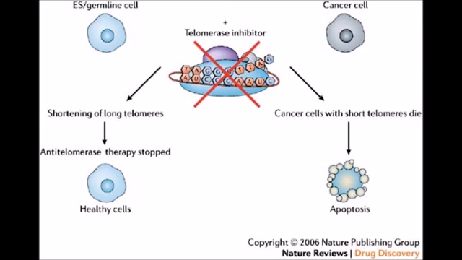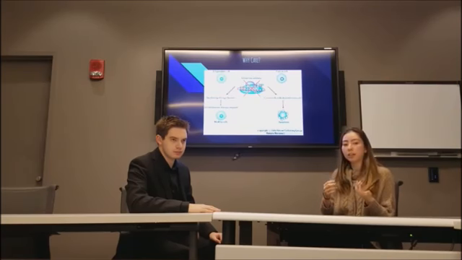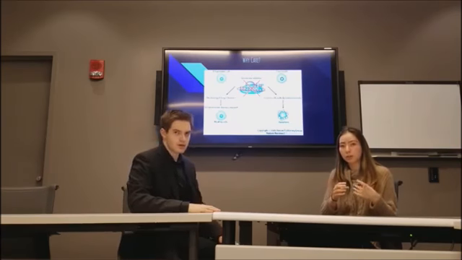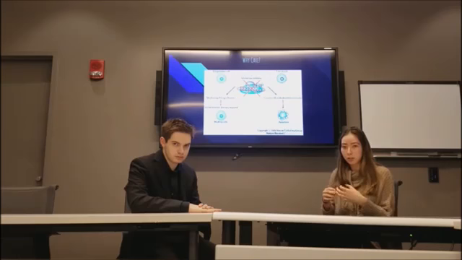Now, on the left side of your figure, you'll see a healthy stem cell that's being injected with the telomerase inhibitor. It shortens its long telomeres, and once the anti-telomerase therapy is stopped, it becomes a healthy cell once more. So the implication here is that if you inject a healthy cell with the telomerase inhibitor, the telomerase also starts to denature. So it's not exclusive. This therapy is not exclusive to cancer cells that have telomerase. It applies to all cells that have telomerase.